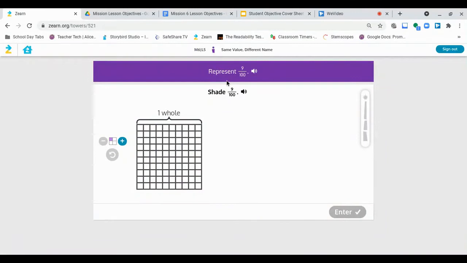All right. So we want to represent 9 hundredths here. And so we're going to shade 9 hundredths. So we have our whole, and it's divided up into 100 pieces because we're in hundredths. So how many do we need to shade? Well, we need to shade 9 of them. So we're going to do 1, 2, 3, 4, 5, 6, 7, 8, 9. So I have 9 shaded right there because these are rows of 10.